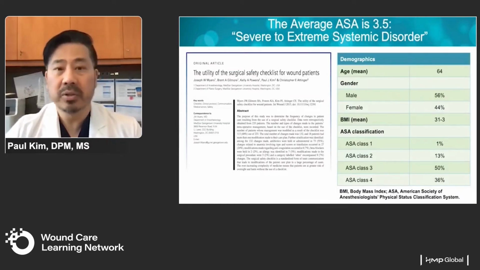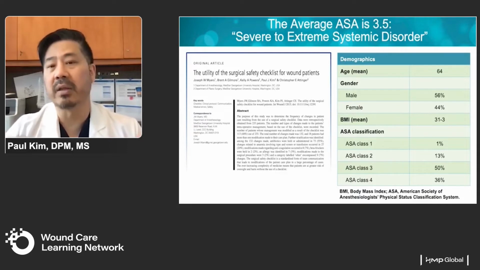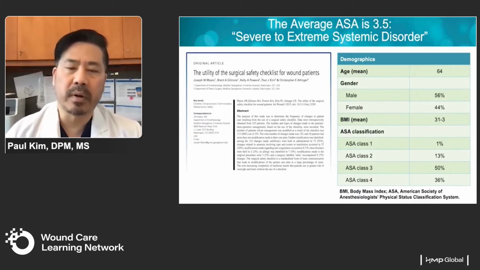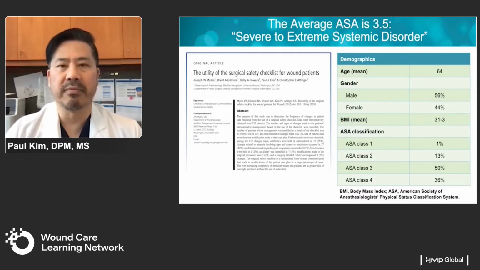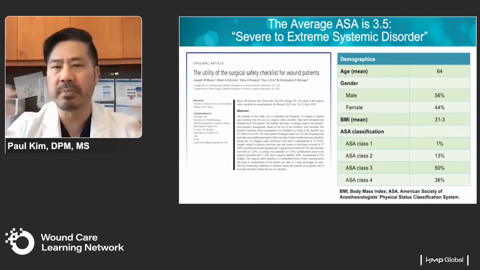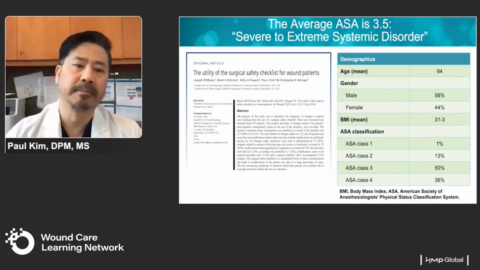When I think about the host, the easiest thing to identify is how sick they are through different classification systems and by counting the number of comorbidities they have. We published this paper on a population of patients that I served when I was in Washington, D.C. at Georgetown University Hospital. The average ASA was 3.5, which is defined by severe to extreme systemic disorders. Those are often the patients that have wounds. Remember, wounds are often a manifestation of systemic disease. The most difficult wounds to heal are a manifestation of some systemic disease, like diabetes, for example. Diabetes impacts the entirety of the body and affects every organ system in the body. That includes the skin.